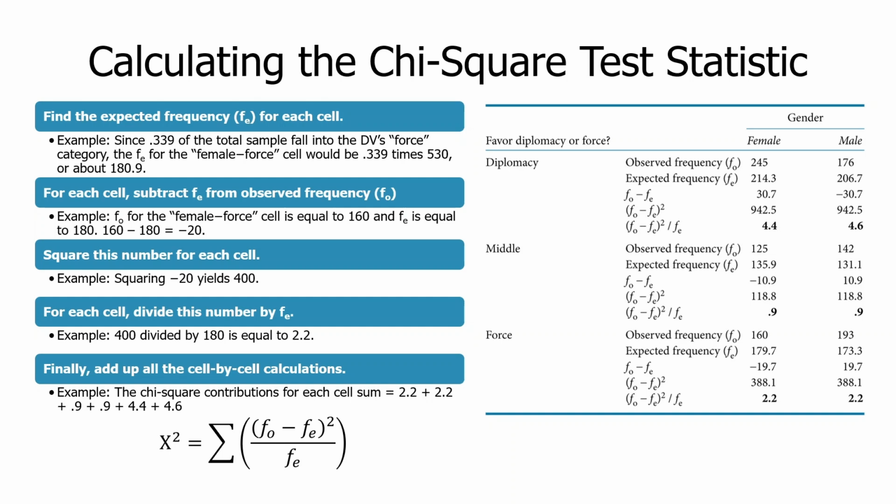Notice the calculation for every cell. If you go back to the formula, the overall statistic for the table is determined by summing up all those cell-by-cell calculations. We add them up and we get an aggregated summed value of 15.2. So what?